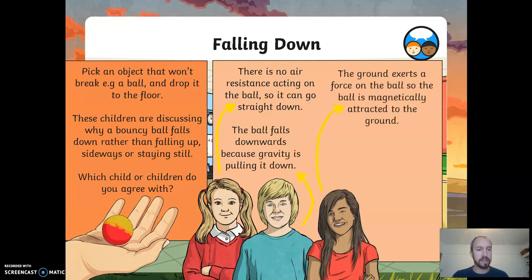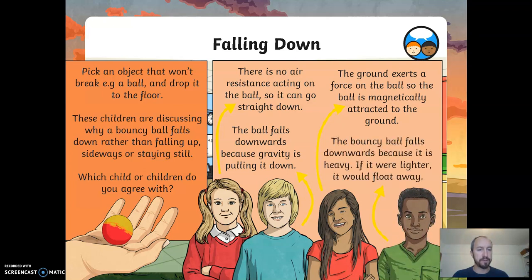She thinks that the ground exerts a force on the ball so that the ball is magnetically attracted to the ground. And he thinks the bouncy ball falls downwards because it is heavy. If it were lighter, it would float away. Okay, have a little think. Who do you agree with? Pause the video and have a think. Okay, did you do that? Who do you agree with?